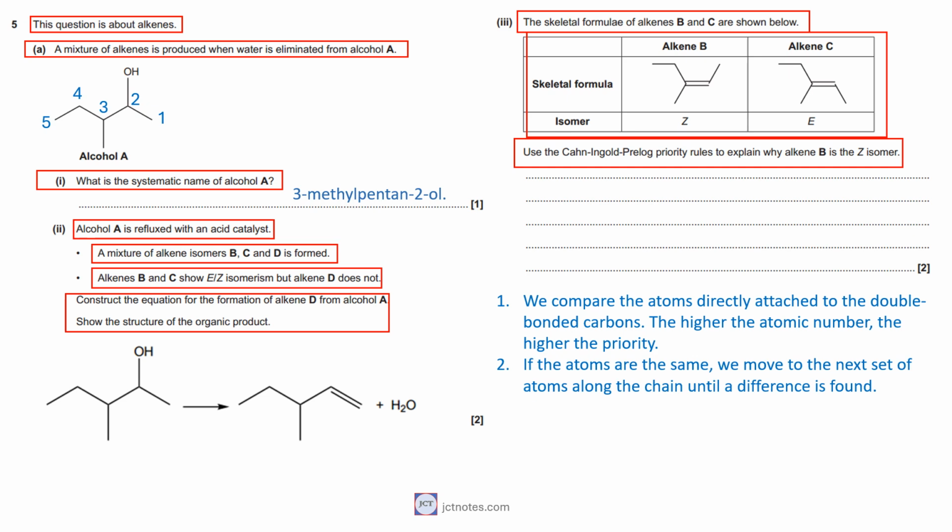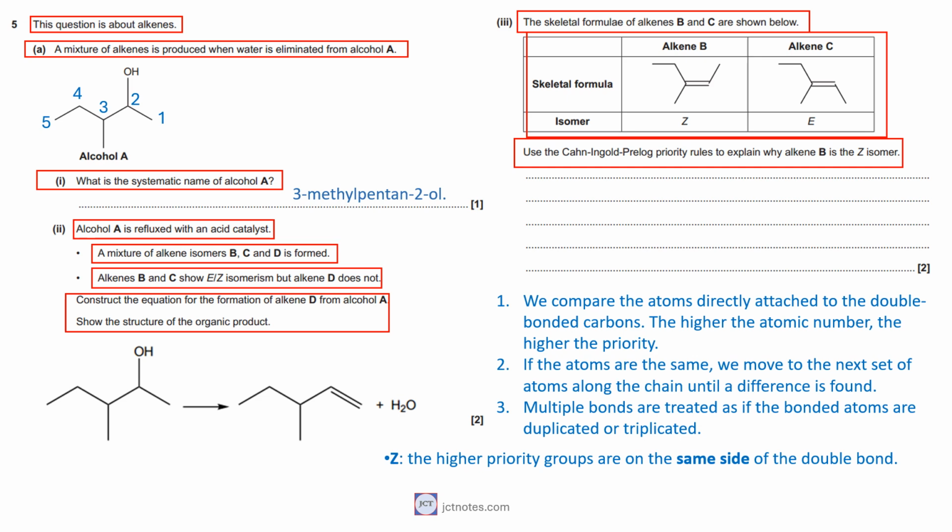Second, if the atoms are the same, we move to the next set of atoms along the chain until a difference is found. Multiple bonds are treated as if the bonded atoms are duplicated or triplicated. For example, a carbon-carbon double bond is considered as if there are 2 single bonds to the same carbon, and a carbon-carbon triple bond is treated as if there are 3 single bonds. In Z isomers the higher priority groups are on the same side of the double bond, whereas in E isomers the higher priority groups are on opposite sides of the double bond.